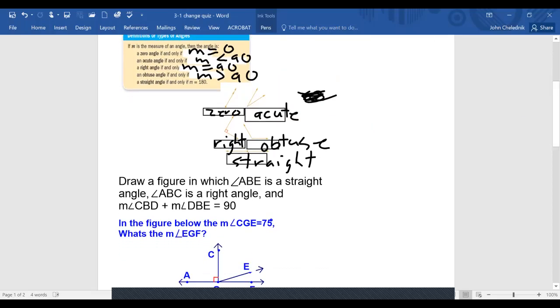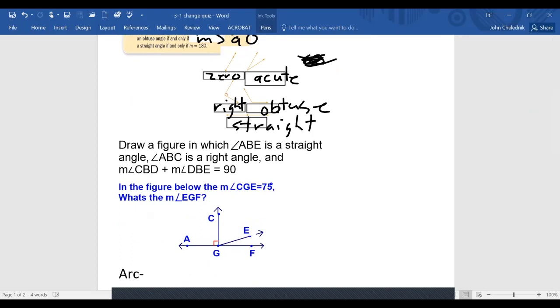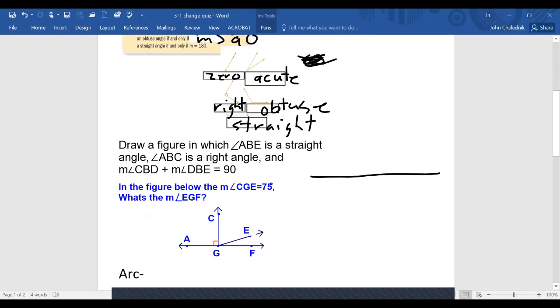Okay, all right. The first example says, draw a figure in which ABE is a straight angle, angle ABC is a right angle, and the measure of angle CBD plus the measure of angle DBE equals 90. So the first thing we need to draw here is angle ABE, which is to be a straight angle. So if it's a straight angle, it's 180 degrees. It'll look like this. And it wants it to be labeled A, B, and E.